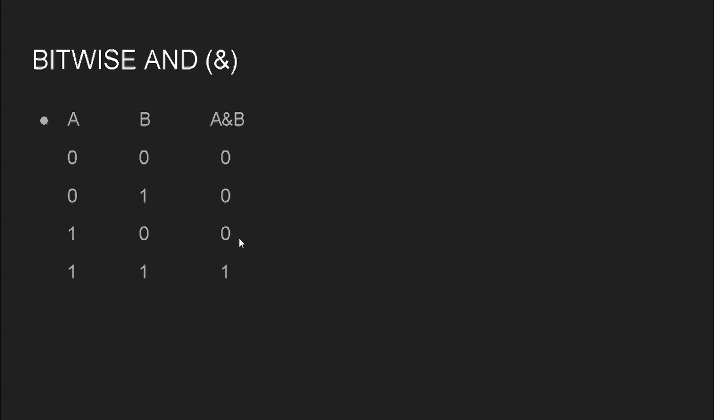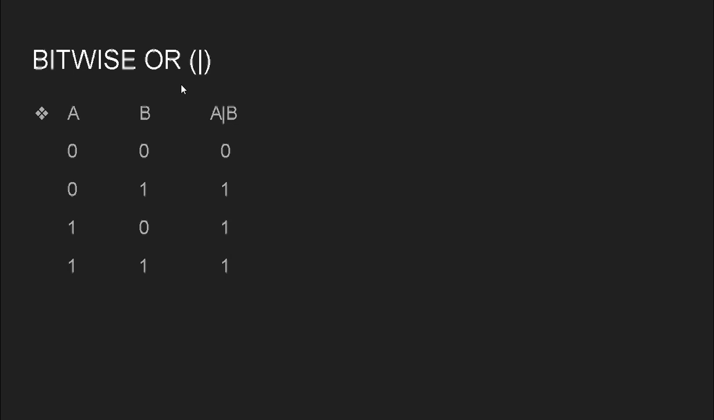Okay, then after that, bitwise OR. Bitwise OR is denoted by this symbol. Now this is slightly different from AND. There the output was 1 only when both the inputs were 1, but here the output is 1 when either of the inputs is 1. And even if both the inputs are 1, it is going to produce 1 only. Here we see that both the inputs are 0, so the output is going to be 0, because none of the inputs is 1.